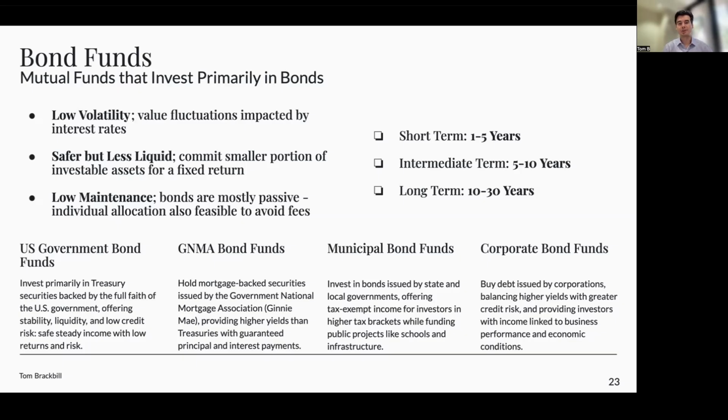Moving on, we have GNMA bond funds, which are mortgage-backed securities which are issued by the Government National Mortgage Association, Ginnie Mae. They're backed by the U.S. government and they have therefore guaranteed principal and interest payments, and they provide higher yields than treasuries.